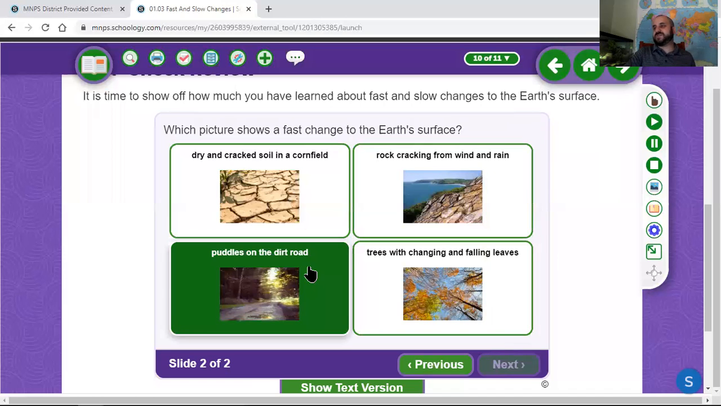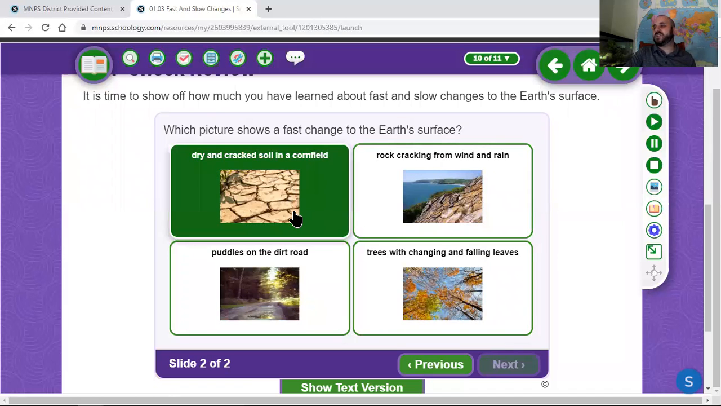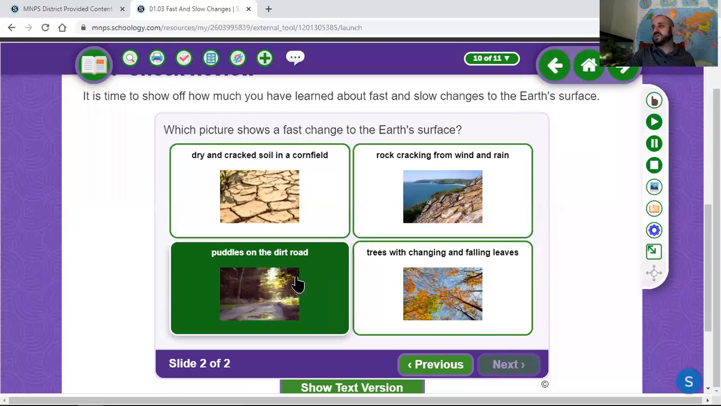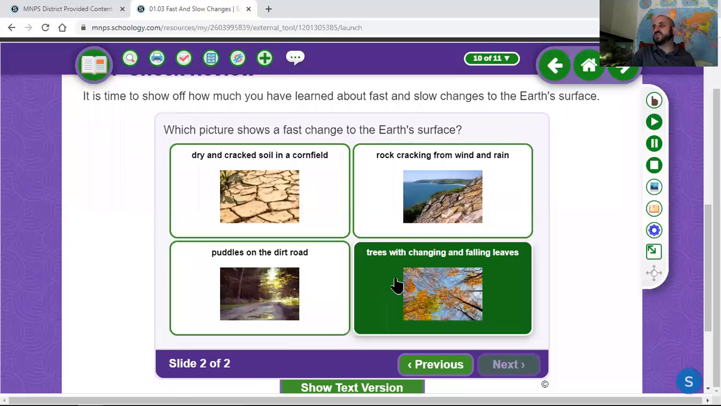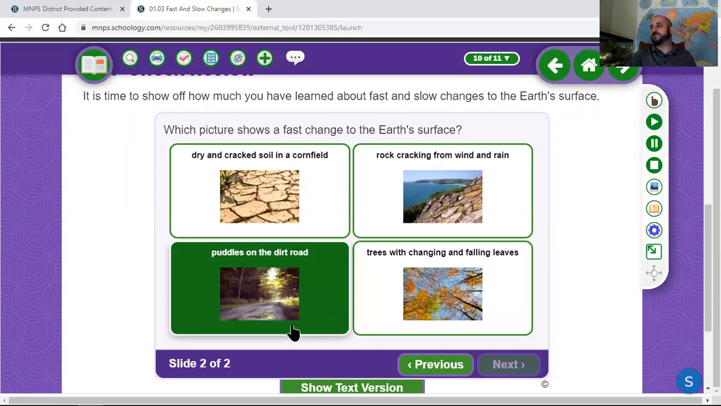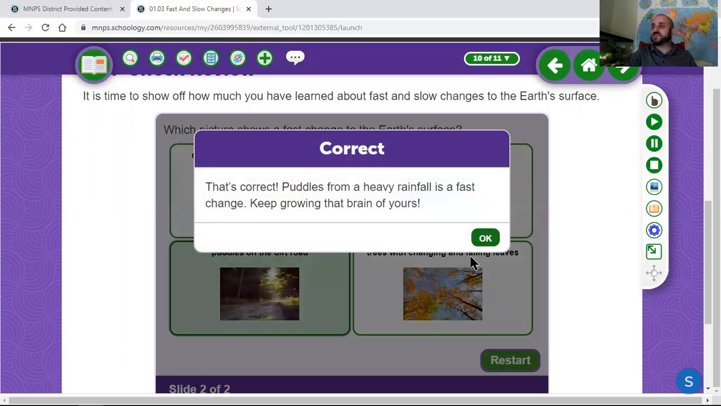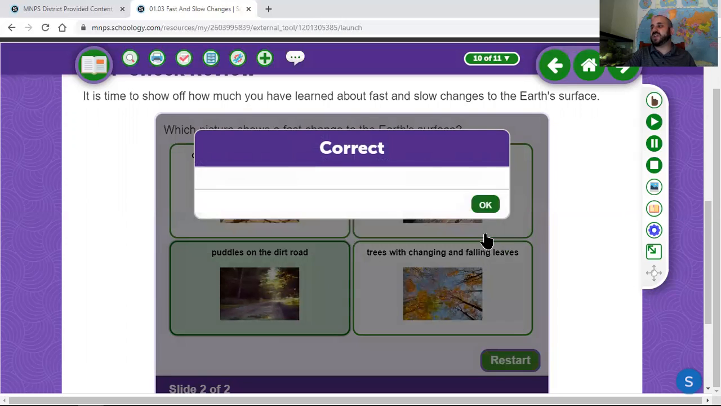Which picture shows a fast change? Is it the dry and cracked soil, a rock cracking from wind and rain, puddles on a dirt road, or trees changing with falling leaves? Which one would be a fast change? Would it be the puddles on the dirt road? Correct. Puddles from a heavy rainfall is a fast change.